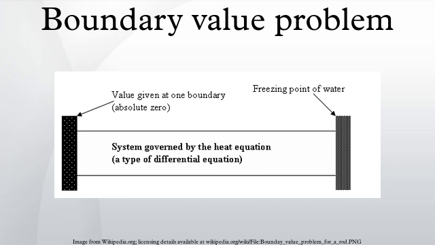Types of boundary value problems. A boundary condition which specifies the value of the function itself is a Dirichlet boundary condition, or first-type boundary condition. For example, if one end of an iron rod is held at absolute 0, then the value of the problem would be known at that point in space.